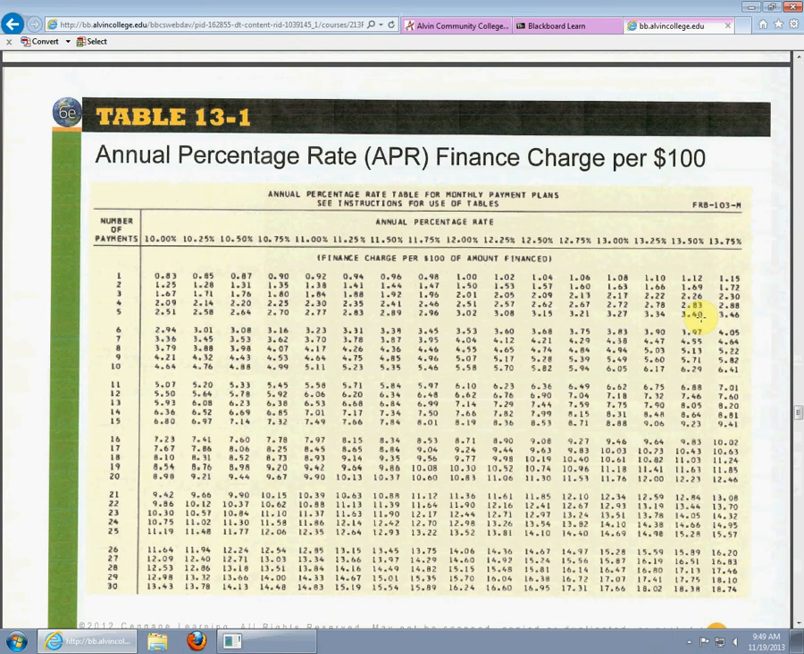Okay, so we're looking for the number of payments. We're looking for the amount that most closely relates to what you find in step 1, the finance charge per $100, and then followed up to the top.